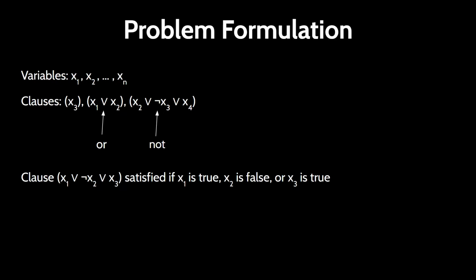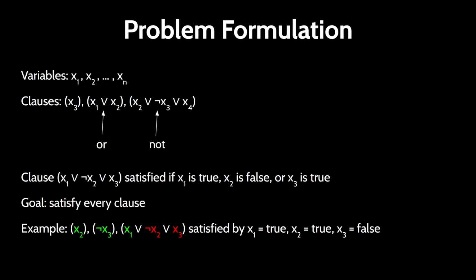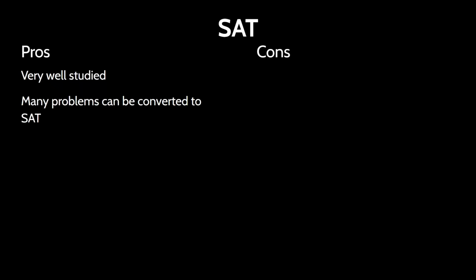x2 is false, or x3 is true. The goal of the problem is to find values for the variables such that every single clause is satisfied. For example, we could satisfy this problem by setting x1 and x2 to true, and x3 to false. If we were to add another clause forcing x1 to be false, then our problem would become unsatisfiable. SAT is so well studied because most other problems in computer science can be converted into satisfiability problems.